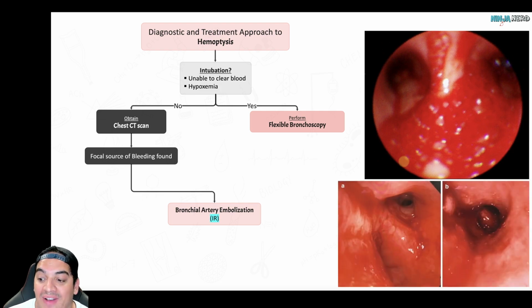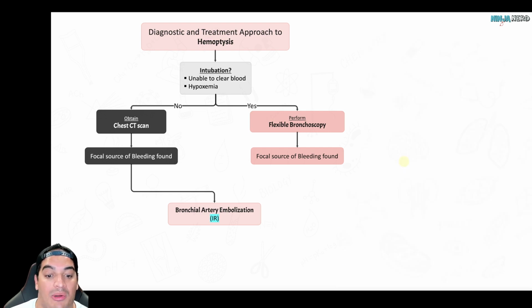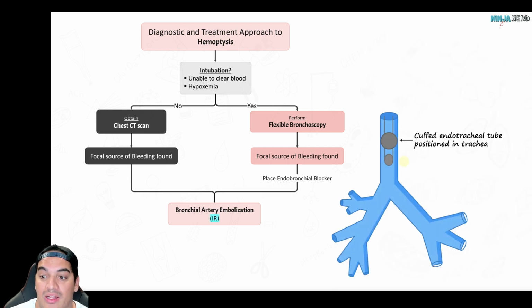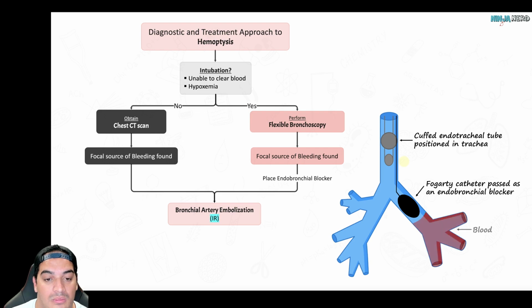If I can find where the bleeding is in one of those actual bronchi, then I'll say, okay, I got an idea of where this is. I can then tell IR. For right now, I'm going to put an endobronchial blocker in, which is going to be from the endotracheal tube, and that's going to block that off, and then I can go in and embolize that via IR.